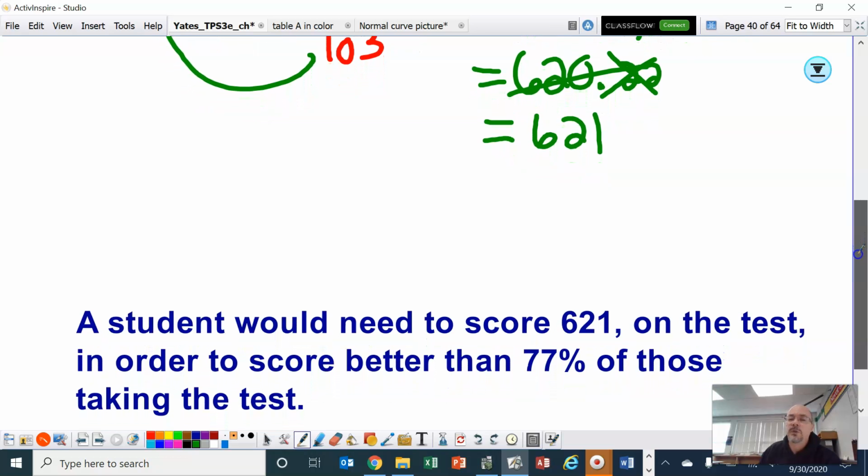So a student would need to score 621 on the test in order to score better than 77% of those taking the test. Because actually, if you go to 620, I see where they're going here. If you go to 620, that means you've dropped below the 77%. So just to be on the safe side, you want to round up. All right, got to keep going here.